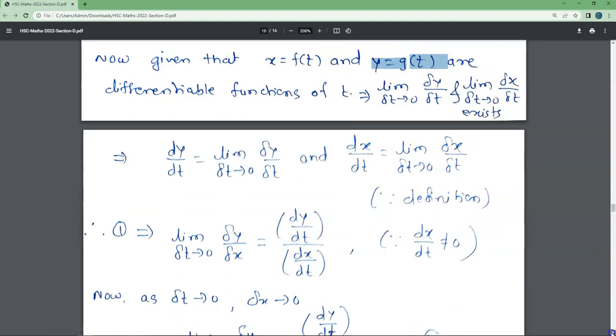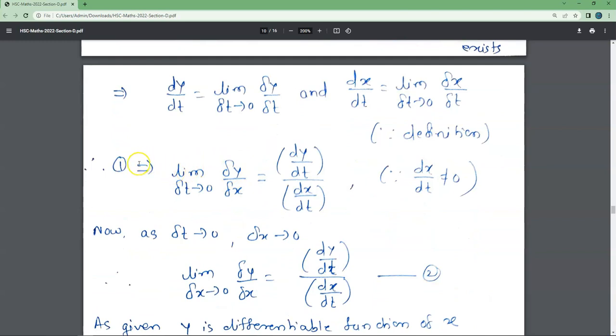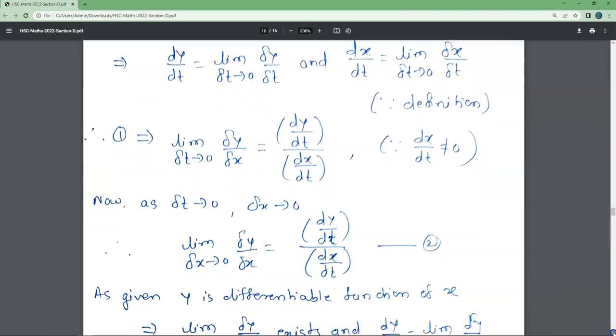So you can write the equation number 1 as limit delta t tends to 0, delta y upon delta x, dy by dt upon dx by dt, and dx by dt cannot be 0. Why? Because it is a denominator. Now as delta t tends to 0, जर delta t एवढा small असेल, तो 0 किंवा 0 च्या खूप जवळपास असेल, then delta x will also tend to 0, wouldn't it be, right? So this limit will simply change from delta t to delta x. So limit delta x tends to 0, delta y upon delta x, आणि हे as it is dy by dt upon dx by dt, right.